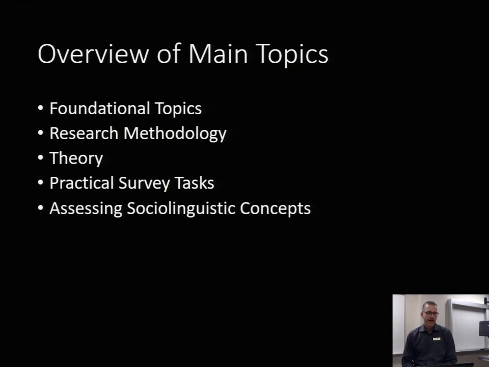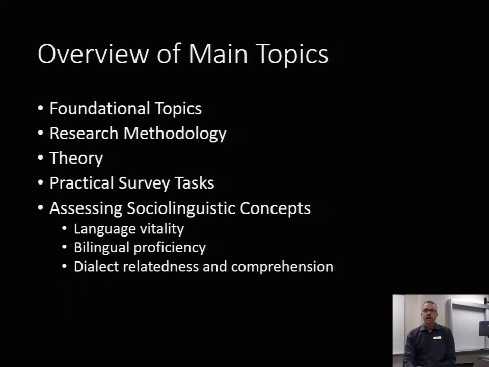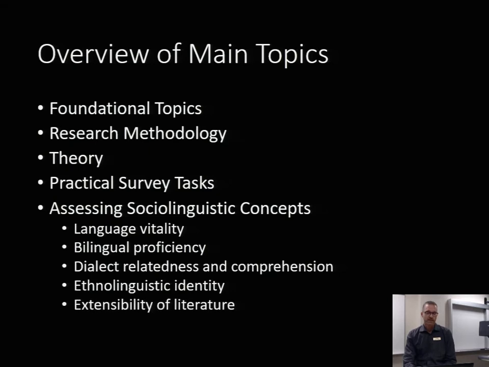Okay, and then in response to those different survey tasks, we look at assessing very specific sociolinguistic concepts. We look at how we assess language vitality. That's a very important issue. Whether a language is dying out or not is a significant issue for language program work. Bilingual proficiency, another important concept worth assessing. Dialect relatedness and comprehension among speakers of different dialects, that's going to be very relevant. Ethno-linguistic identity, and even the extensibility of literature, and other things like scripture use, and even a little bit about surveying sign language. How do we do that well?